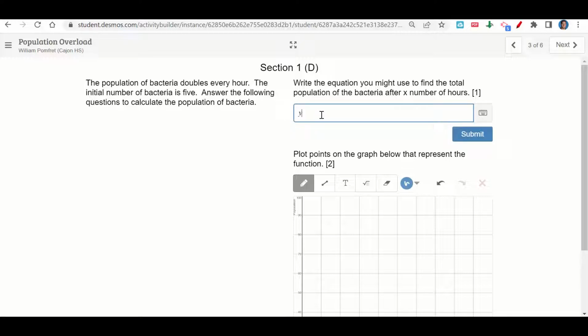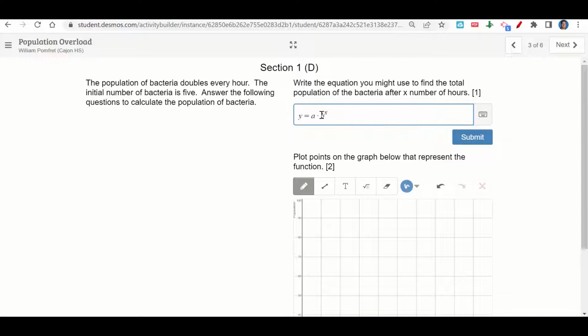We know that exponential functions are of the form y equals a times b to the x. So we're going to use x as our number of hours. Now, a always represents our starting amount, which in this case is 5. So we're going to change this to be 5. And b is always the number that we're multiplying by each time. Well, we can see that we're doubling, so that means we're multiplying by 2 each time. So b should be 2.